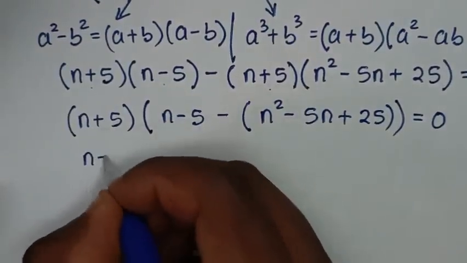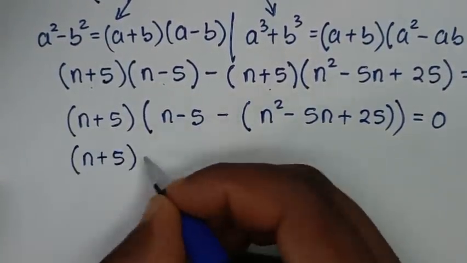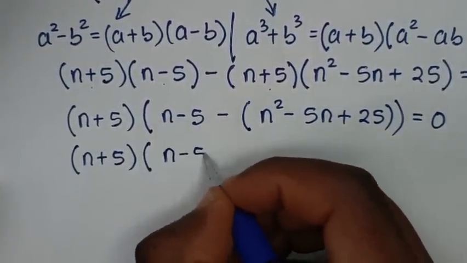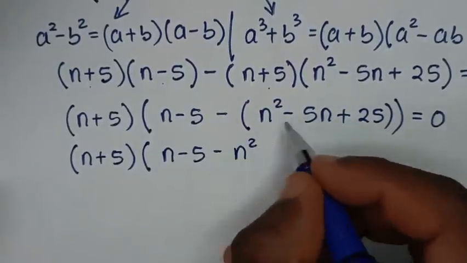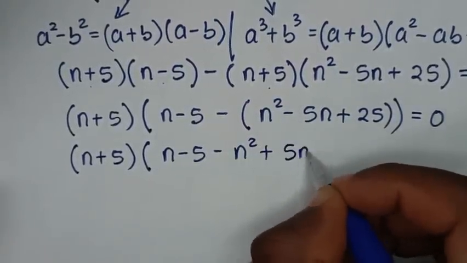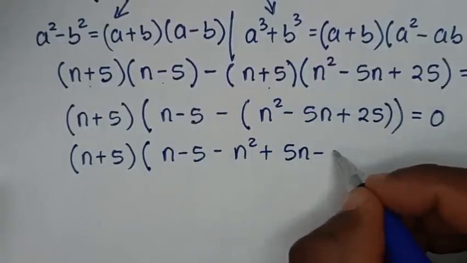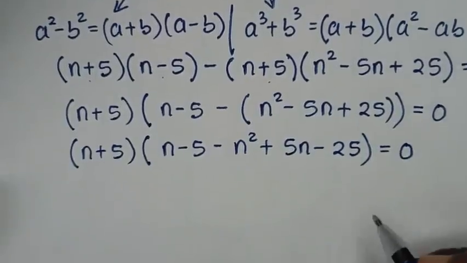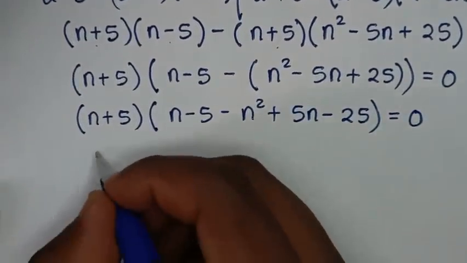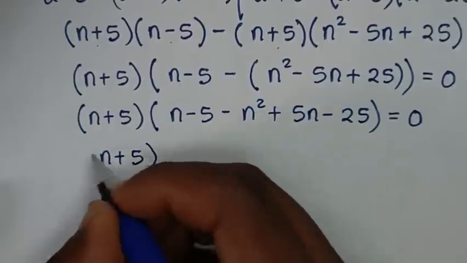Then it will be n plus 5 bracket n minus 5, we'll take negative inside the bracket, so it will be minus n square. Here it will be plus 5n, here it will be minus 25 bracket is equal to 0. Then it will be n plus 5 bracket.